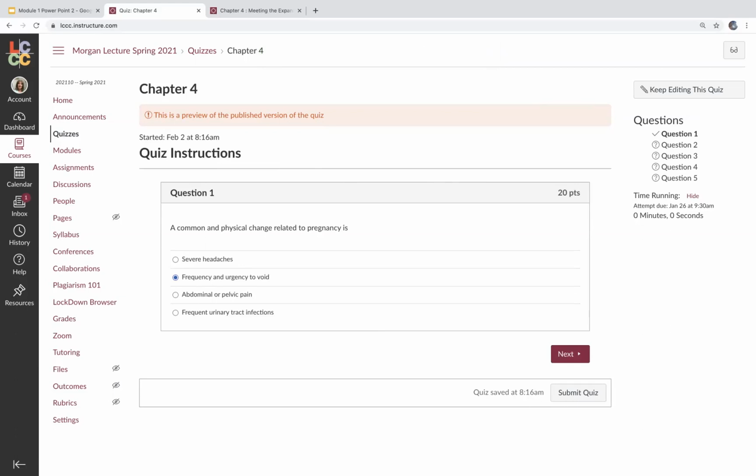Be careful about abdominal or pelvic pain. They should not have abdominal or pelvic pain. That could be a life-threatening maternal high-risk complication known as placenta previa.